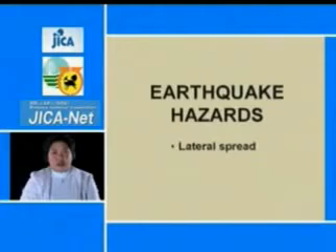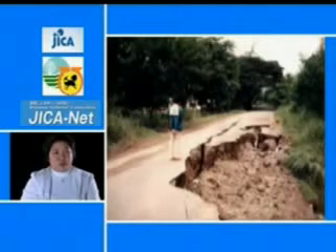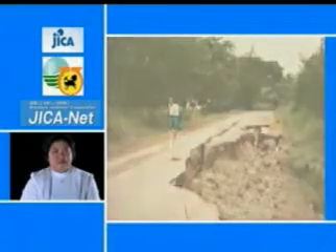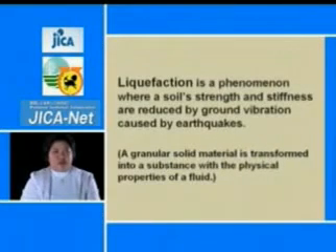Now let us discuss earthquake hazards, and under this topic, liquefaction and lateral spread are included. Here is a lateral spread in Tayug, Pangasinan due to earthquake. Road destruction is apparent. Let us now know the meaning of liquefaction. It is a phenomenon where a soil's strength and stiffness are reduced by ground vibration caused by earthquakes.